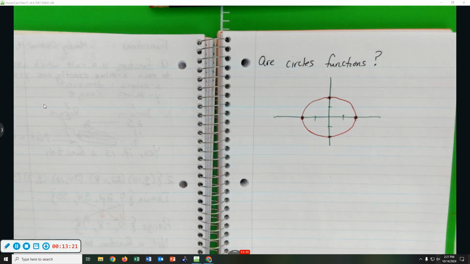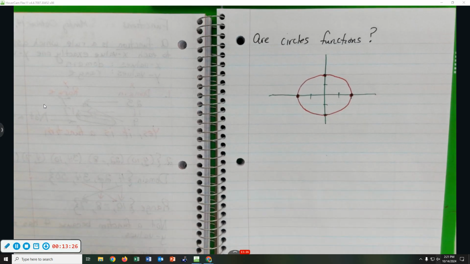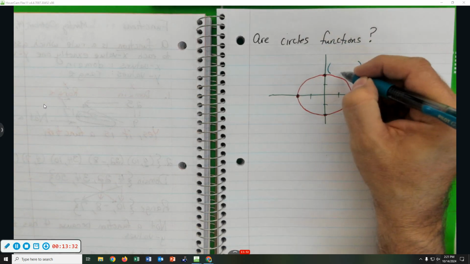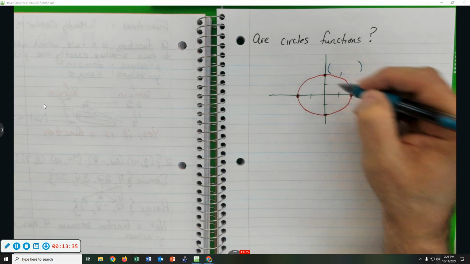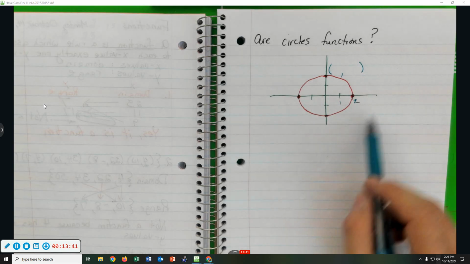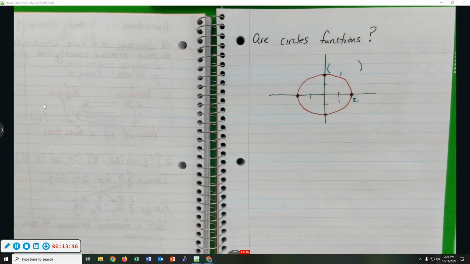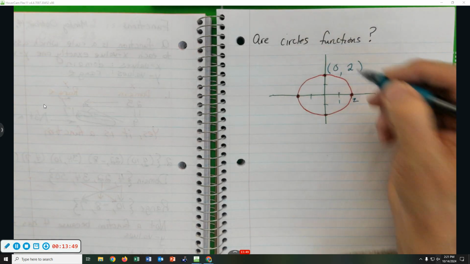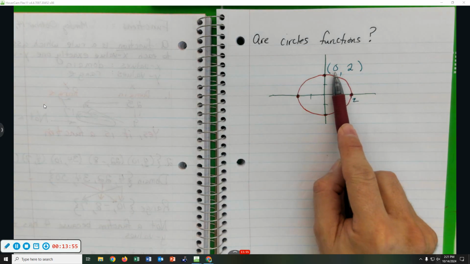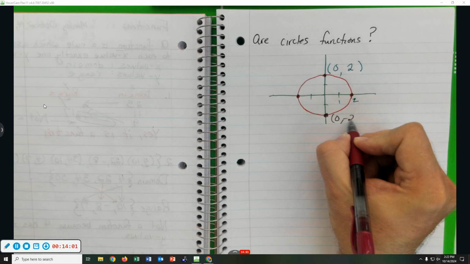So, are circles functions? Are there any x values that are being repeated? And if so, give me one. There's an obvious x value here that's being repeated. This is a circle centered at 0, 0 with a radius of 2. What's this ordered pair right here? 0, 2. Is there another ordered pair that has 0 as the x value? 0, -2. Right there.